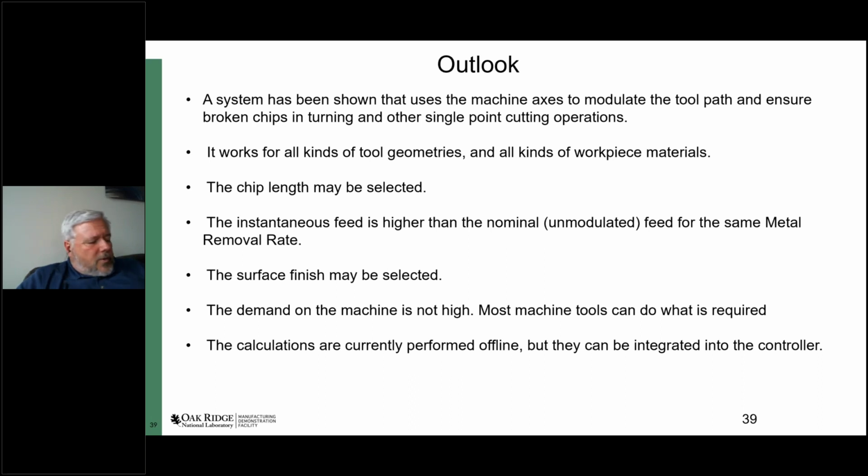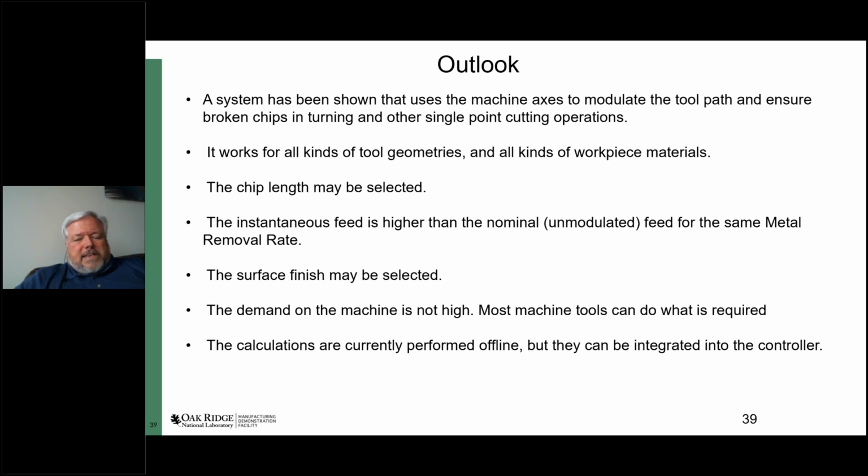Okay, so where are we and what's coming next? So I'll say the system has been developed. It's been demonstrated both in laboratory environments and in production environments. It uses the axes of the machine tool to modulate the tool path so the motion happens along the direction that the tool was moving. So sometimes people might say it's like peck drilling. It's kind of like peck drilling, except that the pecking happens only along the axis of the drill. And in this case, the motion can happen in any direction that the axes of the machine can move.